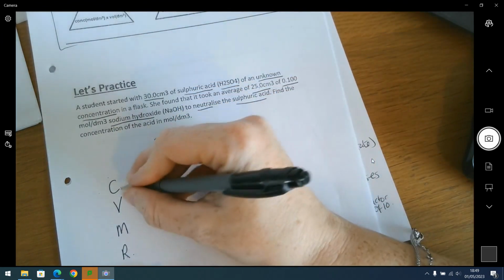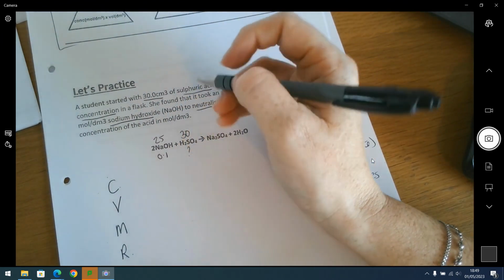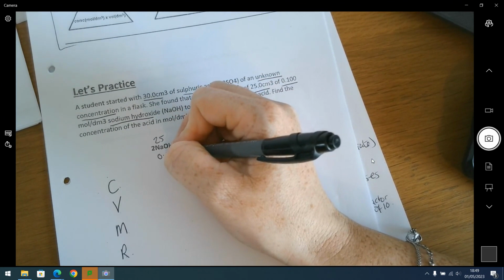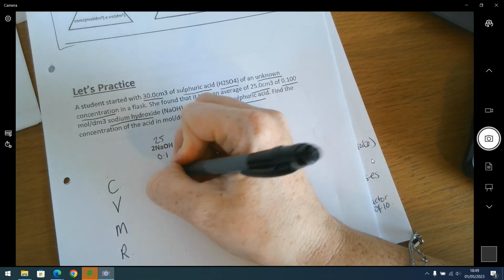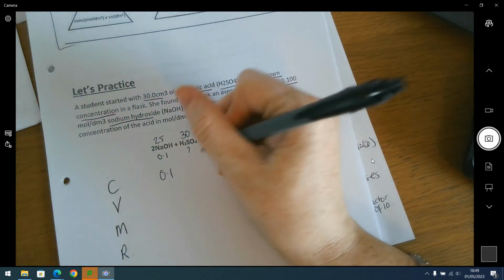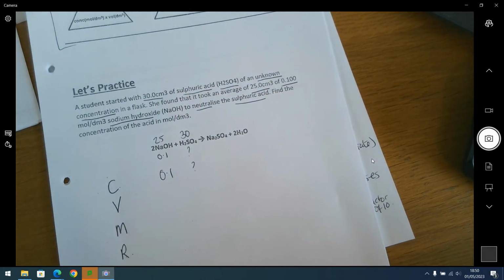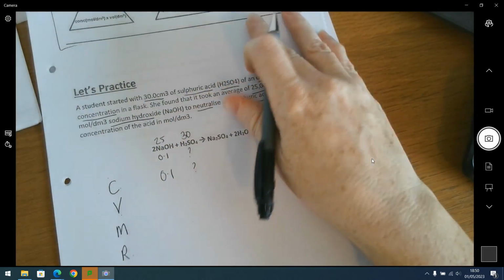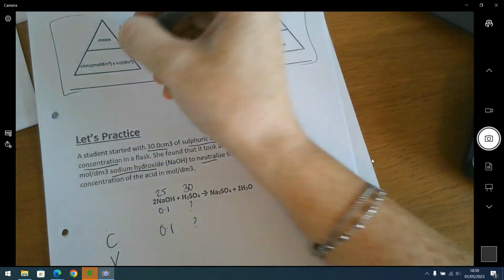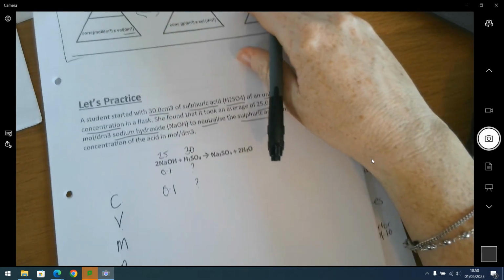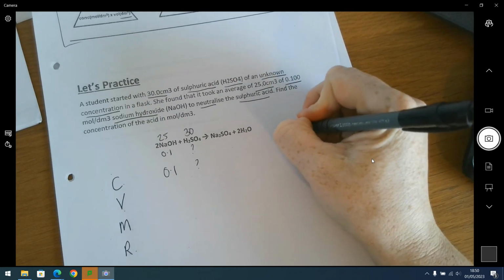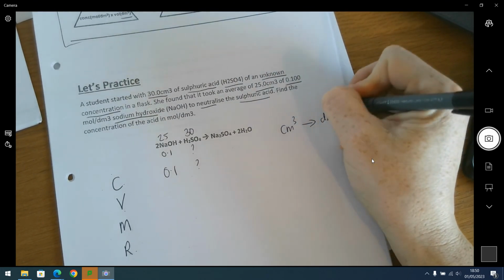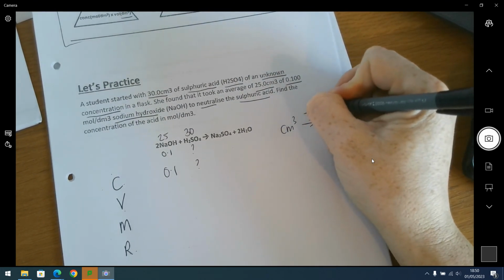So I start off with concentration, because it's given me the concentration of one of them. So sodium hydroxide has got a concentration of 0.1, but I do not know the concentration of sulfuric acid, so I'm leaving that as a question mark. That's what I've got to work out. Volumes. Now, the key thing about volumes, as you can see from the triangle, is that volumes need to be in decimetres cubed. So to go from centimetres cubed to decimetres cubed, I am dividing by 1000.